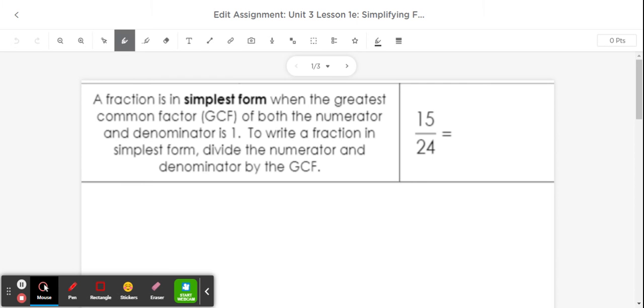Hi, this is Mrs. Oakley, and today we're going to be looking at Unit 3, Lesson 1E. This will be the last of the mini lessons in Lesson 1. Today we're going to learn how to do simplest form.